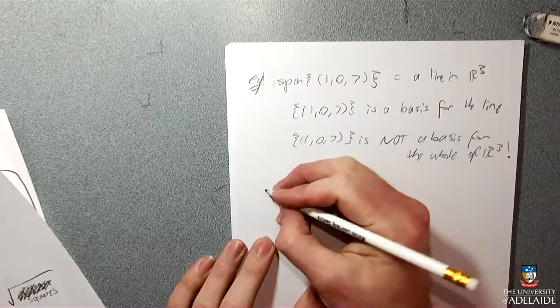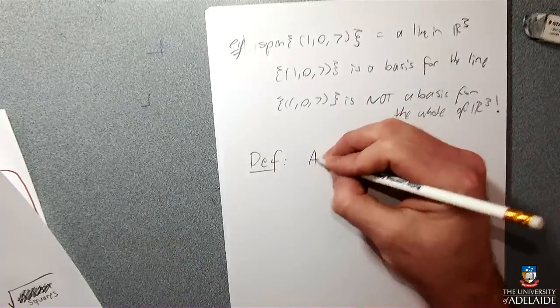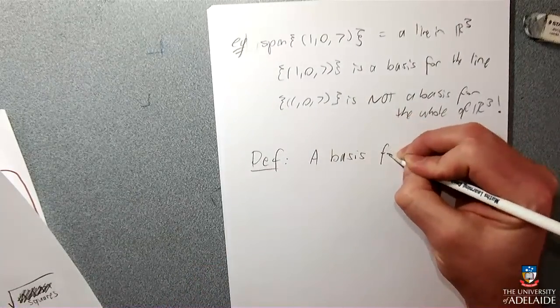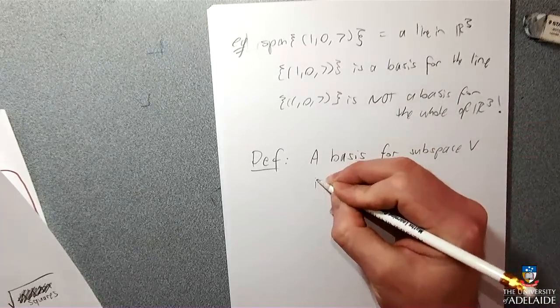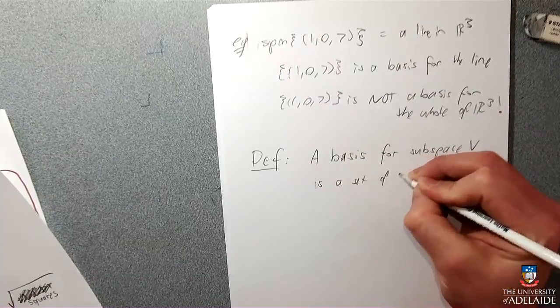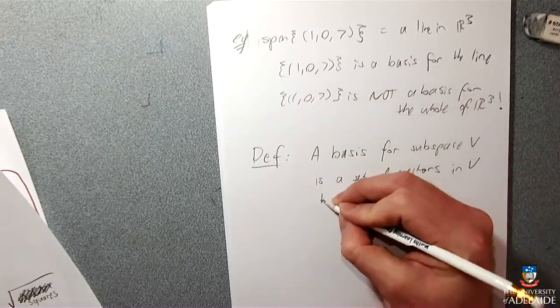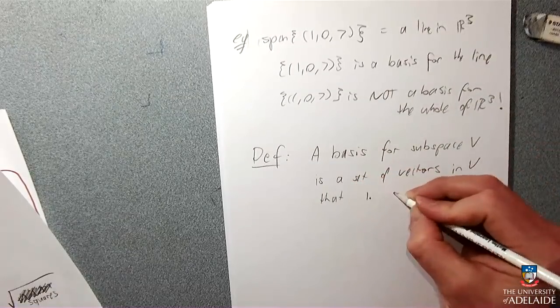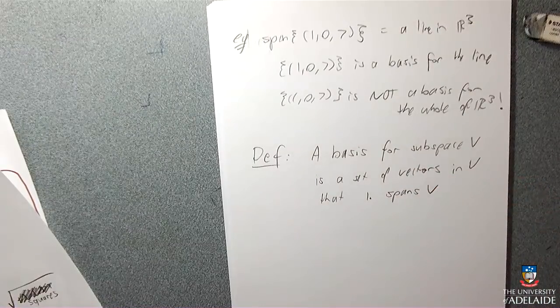Cool. So we need a definition of basis. A basis for subspace V is a set of vectors in V, and it has two rules. One, it has to span V. So you might have noticed a little switch there. Span, when I originally defined it, was a noun, it was an object, but now I'm using it as an action. The bases are only defined for subspaces.